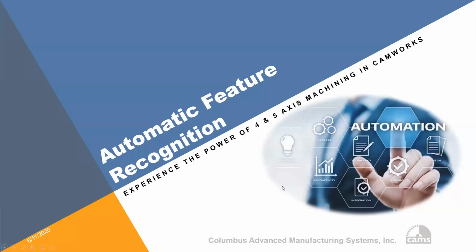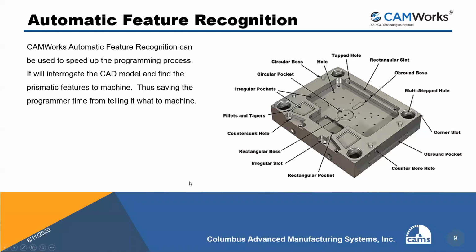The first thing I want to talk about is a quick thing here on automatic feature recognition. I think it's one of the main features of CAMWorks. The CAMWorks automatic feature recognition can be used to speed up the programming process, to help automate your programming. It will interrogate the CAD model, be it part mode or assembly mode, and find the prismatic features of the machine, thus saving the programmer time in telling it what to machine.